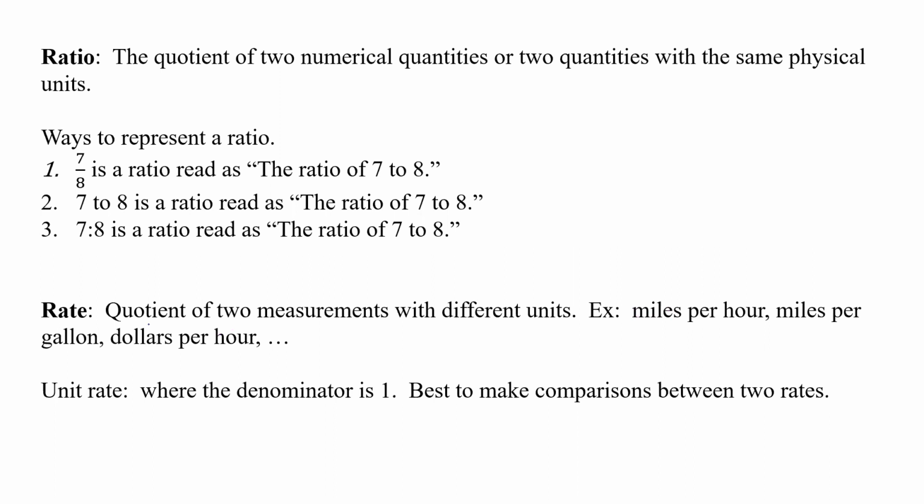Now, when we're trying to compare rates, what we need to do is get to the unit rate, where the denominator is 1 in both of the rates. And so that's really the only way we can make a comparison. And then whichever one is either larger or smaller is either the better or the worse one, however the definition of whatever we're looking at is. And so that's how we're going to compare rates, is get to the unit rate.